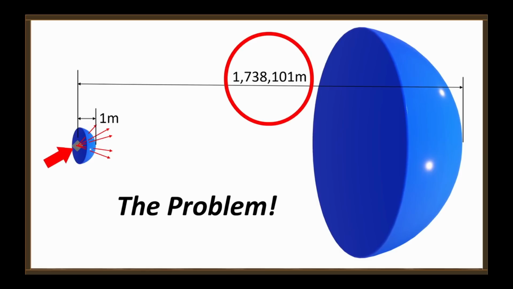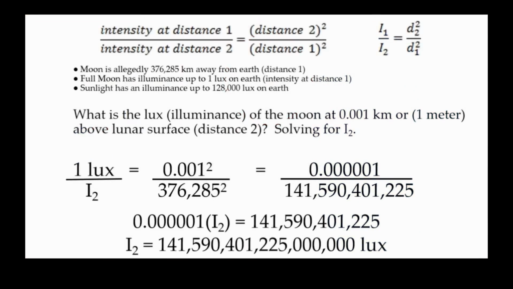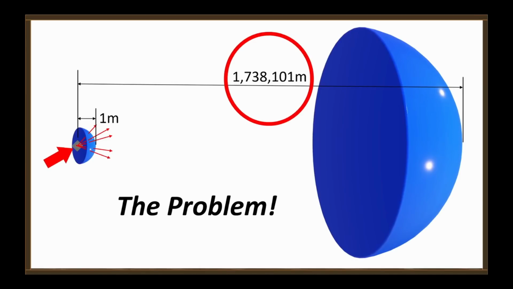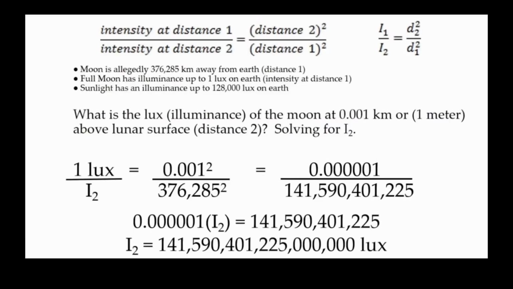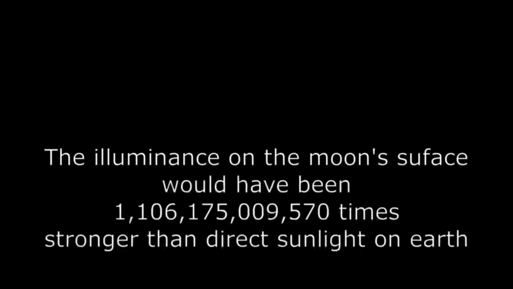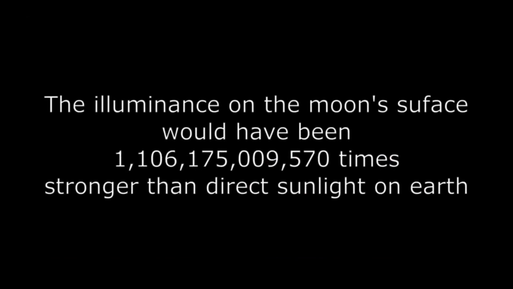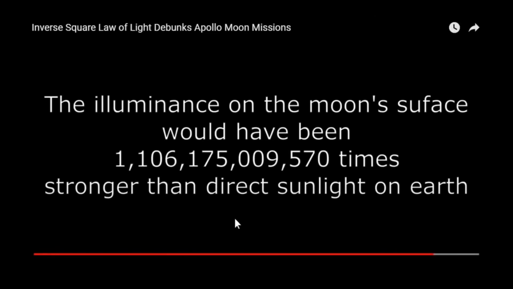There's the problem. Sunlight has an illuminance up to 128,000 lux on Earth. That's pretty bright. That's as bright as it gets. Assuming my math and figures are right, applying the inverse square law, the Apollo astronauts would have experienced 1,106,175,009,570 times more illuminance on the moon's surface than direct sunlight on Earth.